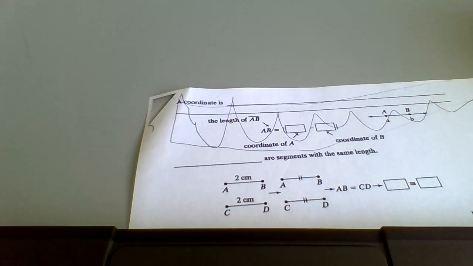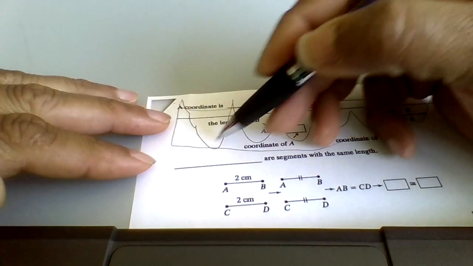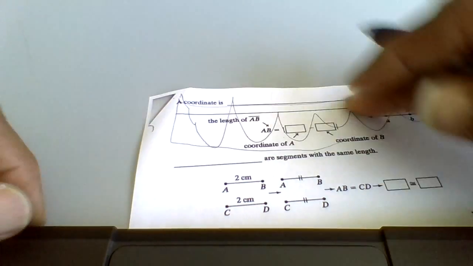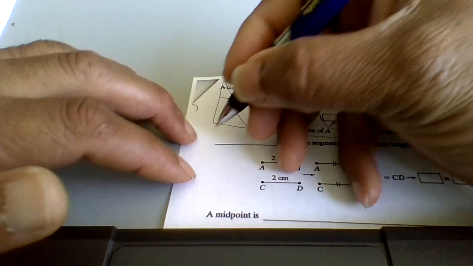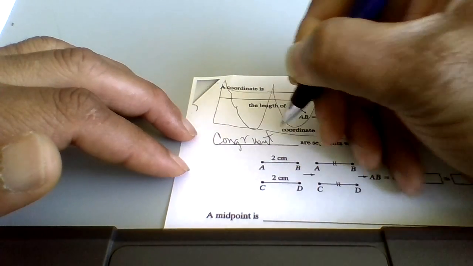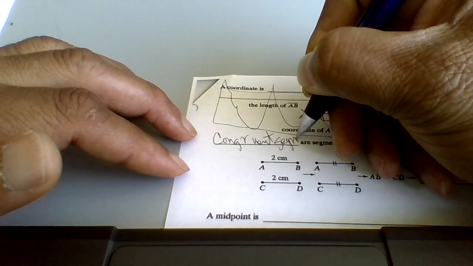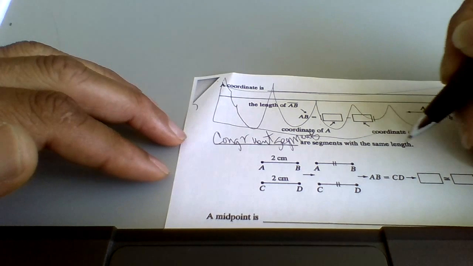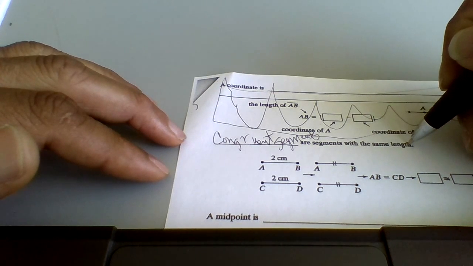Chapter 15, page 2. All right, finally we get to do some math here. Let's get started. First of all, scratch out all of this part right in here because we're not going to do that. We're going to start with congruent segments. Congruent segments are segments with the same length.